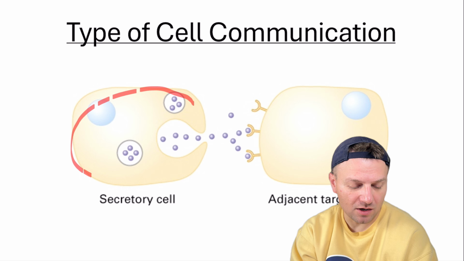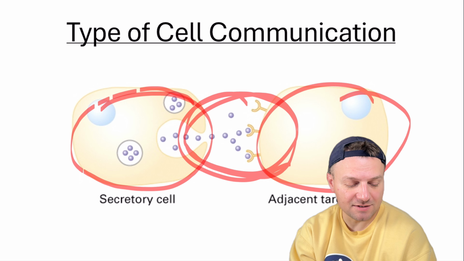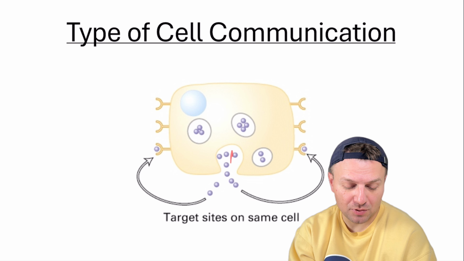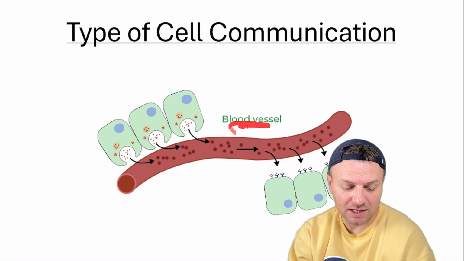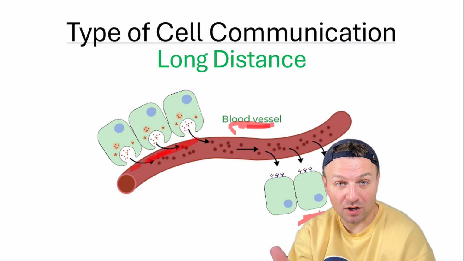Our next one, you can see our sending cell, our target cell. There is a little distance here. This one is going to be known as paracrine. Again, our cell is producing a molecule that attaches back to itself. This is known as autocrine. I can see blood, sending cells, receiving cells. This is endocrine or long distance.